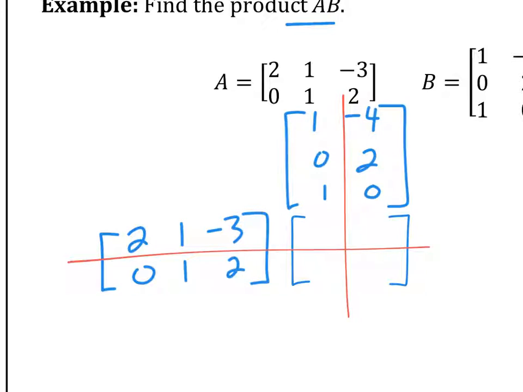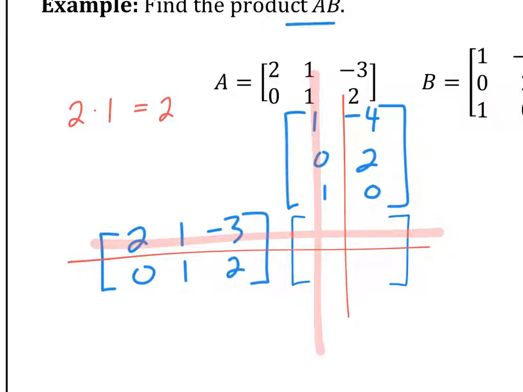Okay, next, we're going to multiply some elements together. So we're going to use some guidelines. This row is going to multiply by this column, and the final answer is going to go where the two lines intersect. All right, so what are the numbers? The first element, 2 times 1, gives you 2.